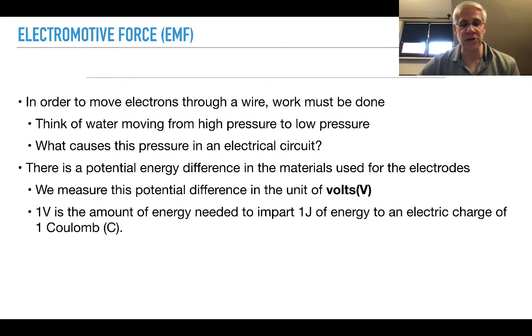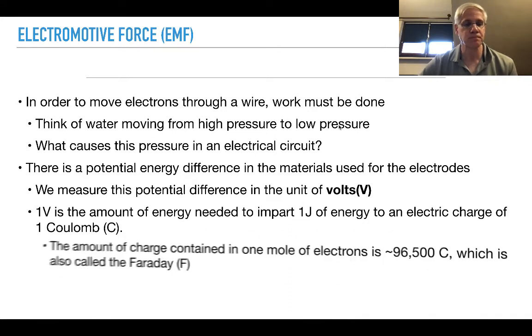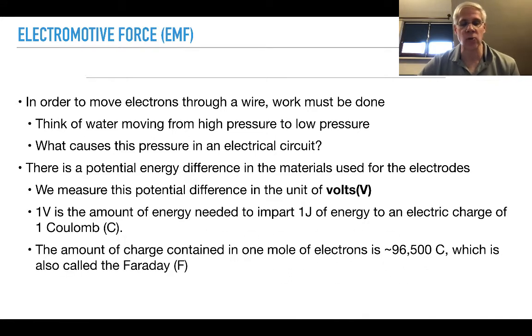Now, the volt is actually a derived unit. It is a standard unit, but it's also a derived unit. It's the amount of energy needed to impart 1 joule of energy to an electric charge of 1 coulomb. And we'll see where that becomes important a little bit later. And the amount of charge contained in 1 mole of electrons is right around 96,500 coulombs, which is an enormous amount of charge. But we call that specific amount of charge a Faraday. And again, this unit will be used a little more in a coming part.